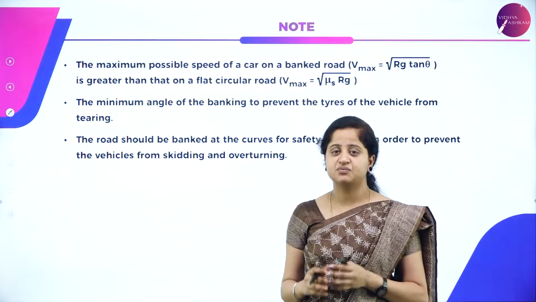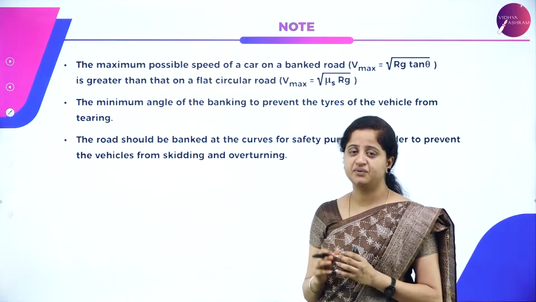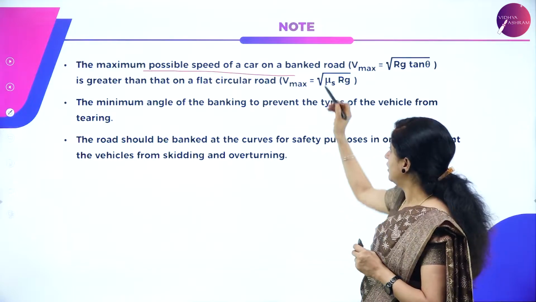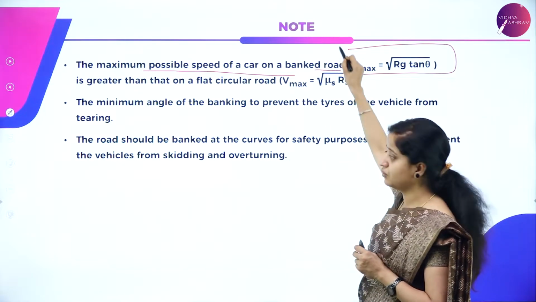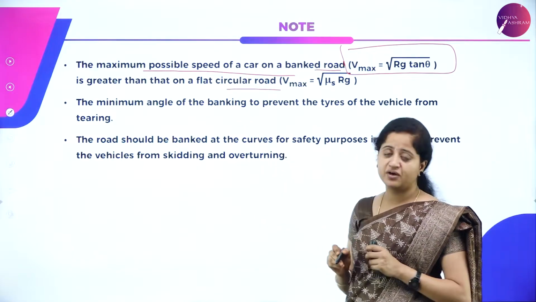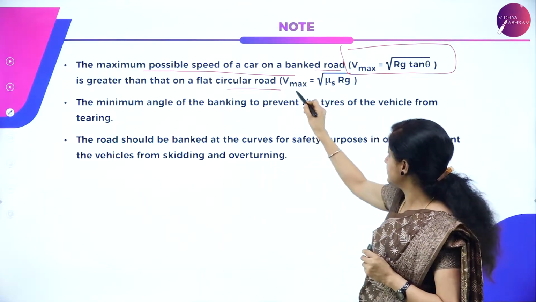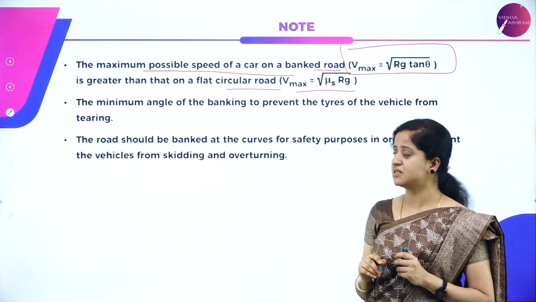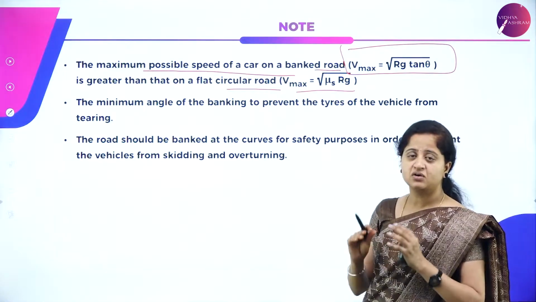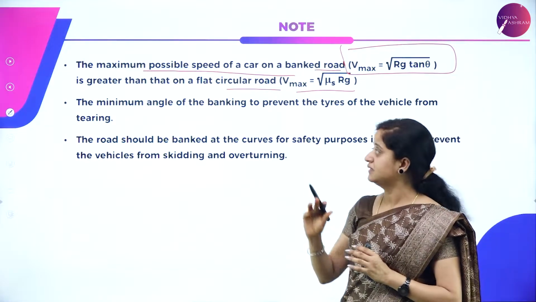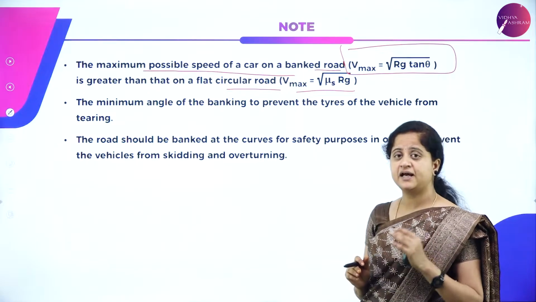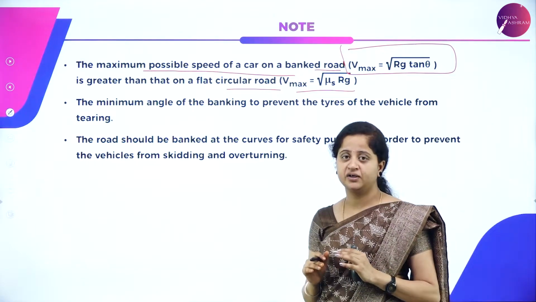So from these things, what are the key points that we can remember? The maximum possible safe speed of a car on a banked road is Vmax is equal to root of Rg tan theta, which is greater than on a flat circular road, because on a level road we know the safest speed of a vehicle is Vmax is equal to root of mu s into Rg. So from this we can conclude that the safest speed of a car on a banked road is greater than the safest speed of a vehicle on a level road.